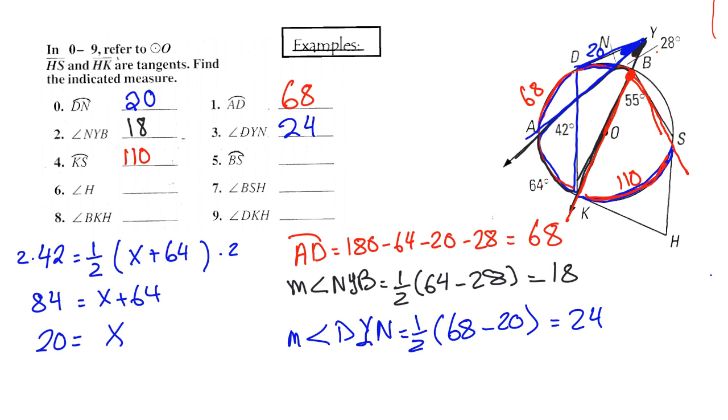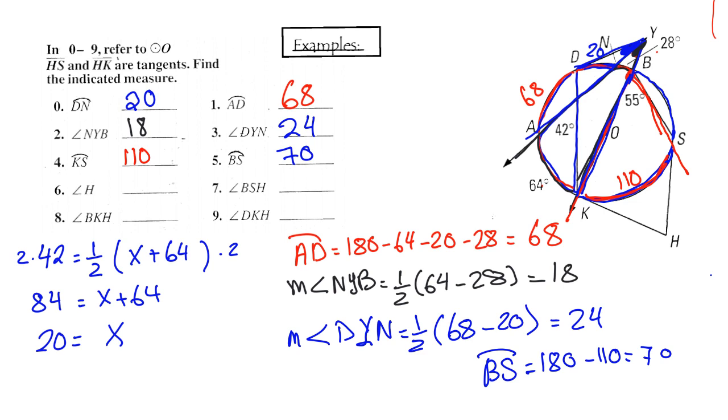Now I'm left with BS. So this arc, remember, is half of a circle, because this is the diameter. So I can find BS by saying that this arc will be 180 minus the 110, which is equal to 70. So arc BS is equal to 70.